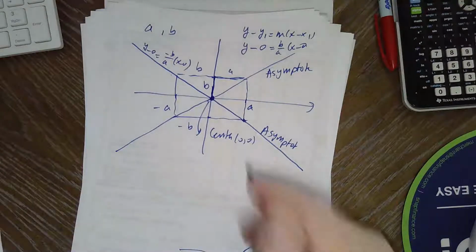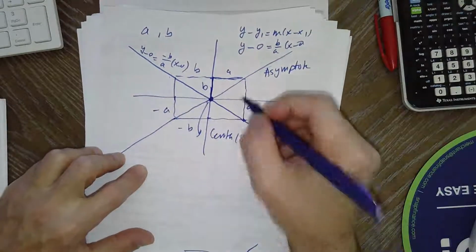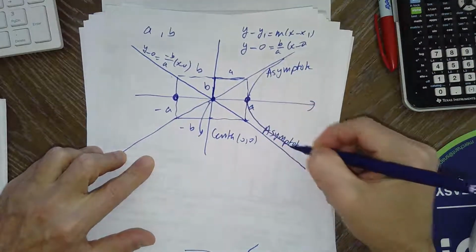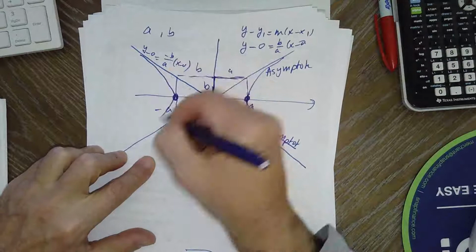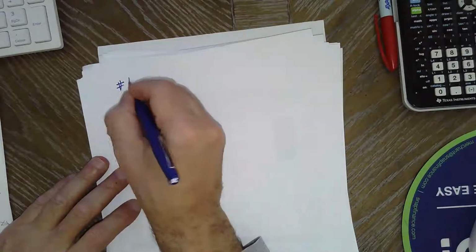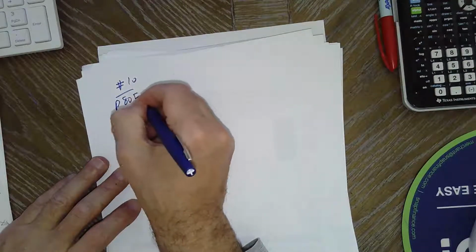And these are important because once you have the asymptotes, then if these are the vertices, then you go up and along, down and along. Or if it's here, then you do the same thing. So you don't need a t-table. They give you a direction as to how you're going to graph the hyperbola. So let's practice that. Number 10, page 805.